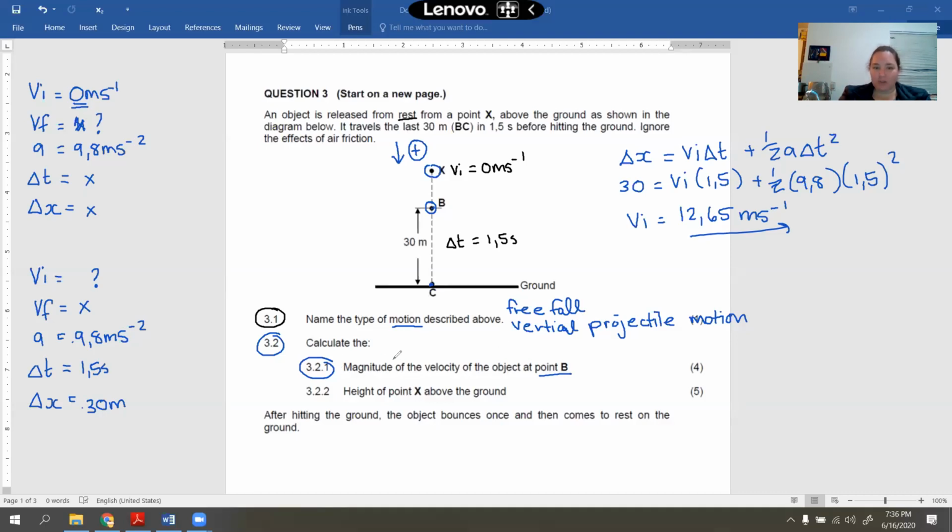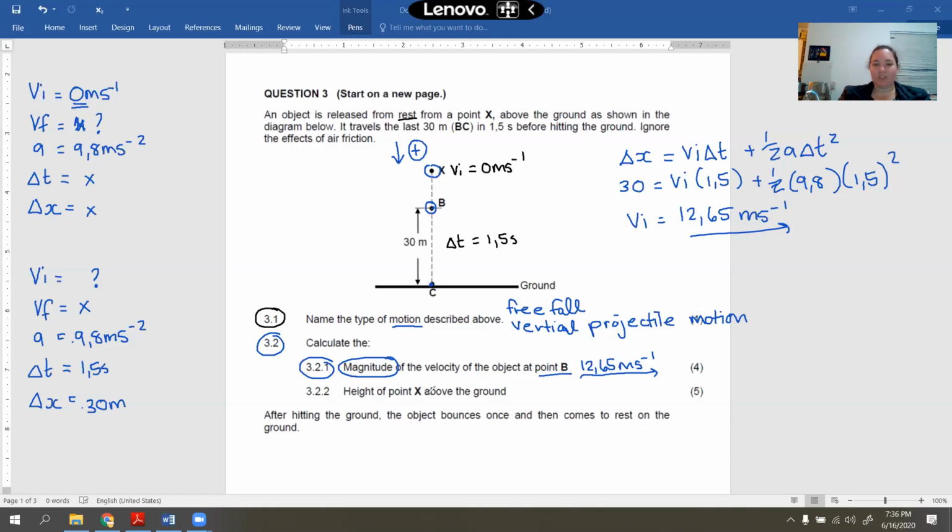Now, please, the use of the word magnitude tells me that I'm treating it, although I've got to this answer, I don't have to put in the direction, so I could write 12.65 meters per second. If you do put in a direction when you're asked for magnitude, usually the assumption when marking is that they ignore it rather than penalize you for it. Okay, so if you're asked for magnitude and you do give extra information, it's unlikely to count against you. All right, so that's the first question.